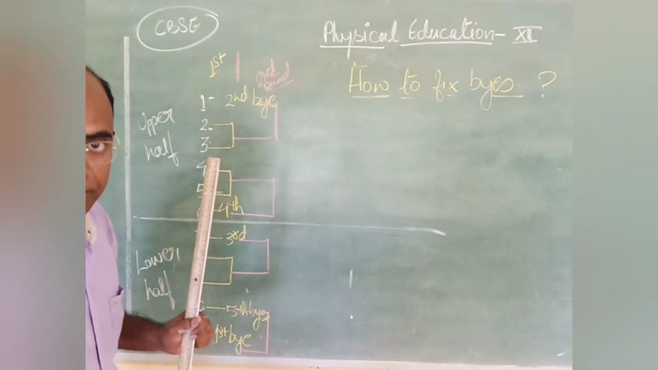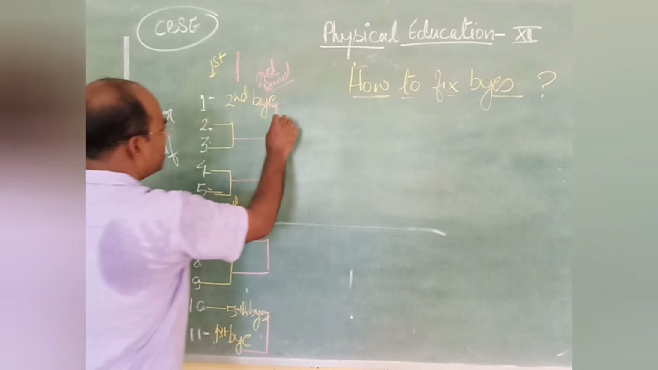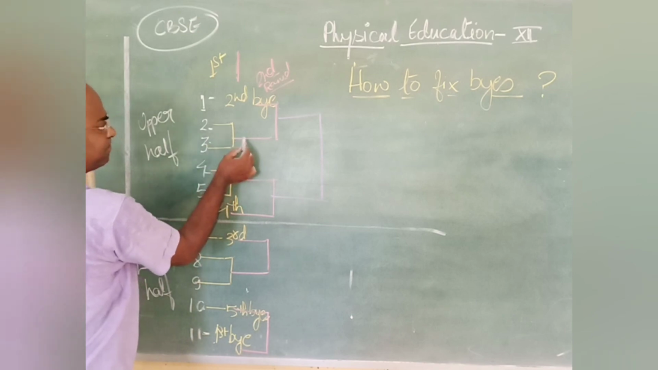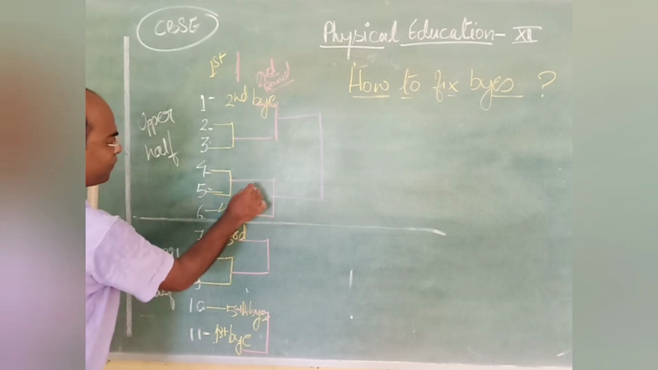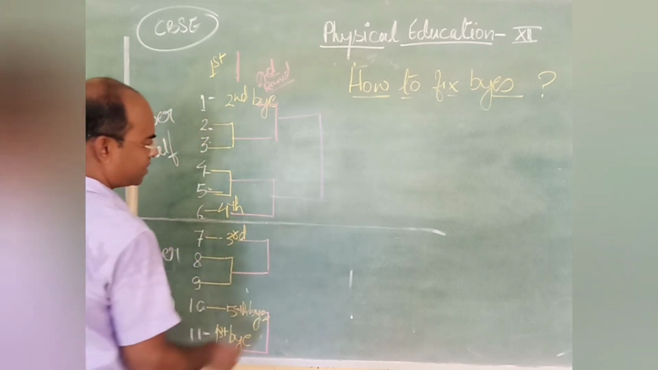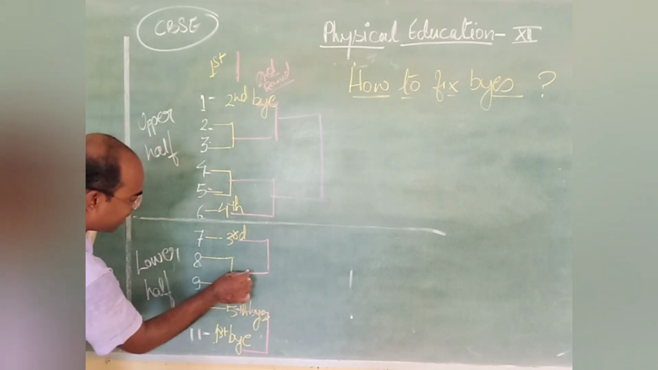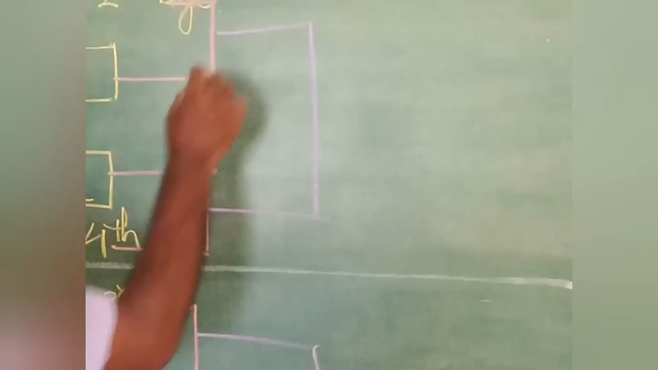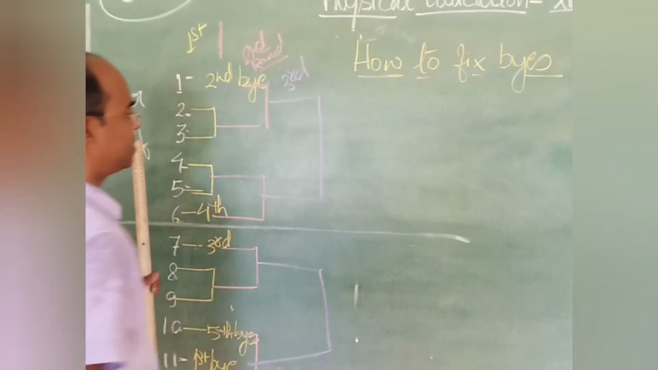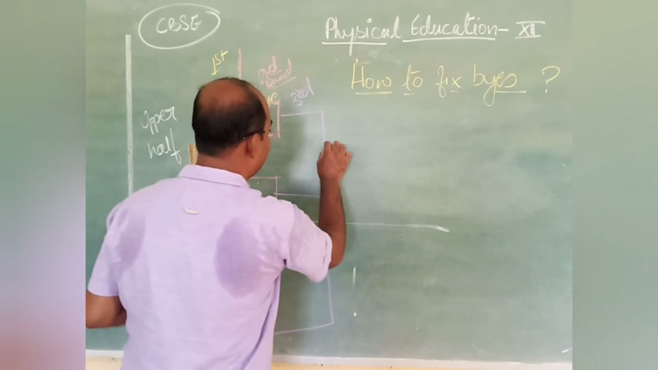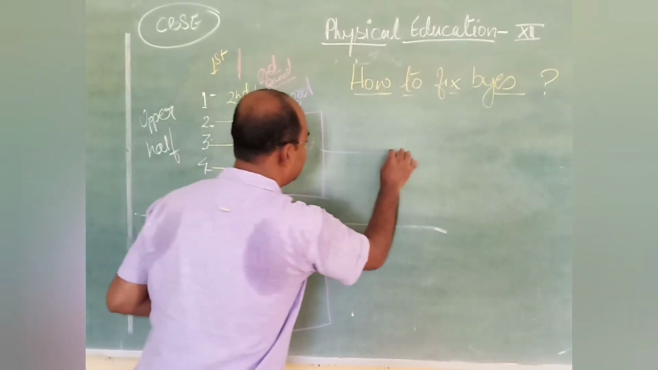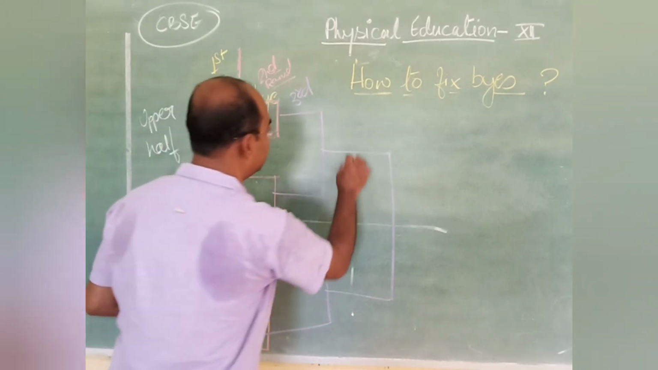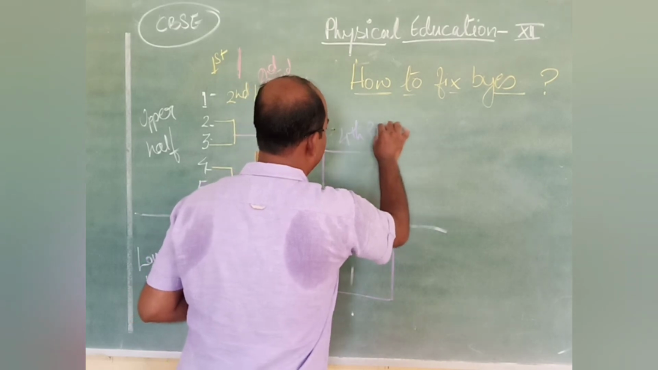Now for third round, now here these two teams, winner of this match and the winner of this match is playing here, and here the same thing, winner of this match is playing here. This will be like this. This is called third round, and the fourth round is the final round. The winner of upper half and the winner of lower half is playing final match. This is fourth round.